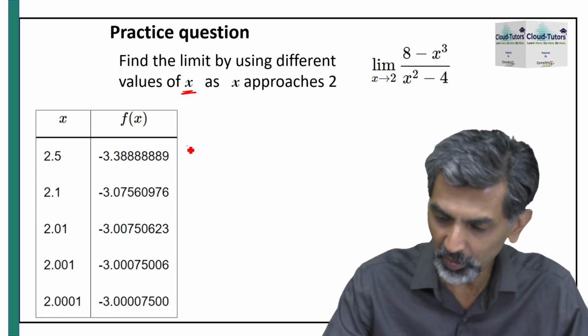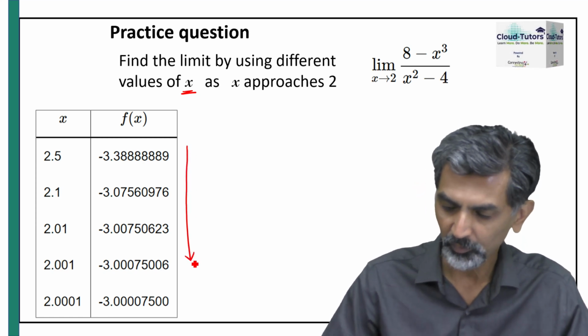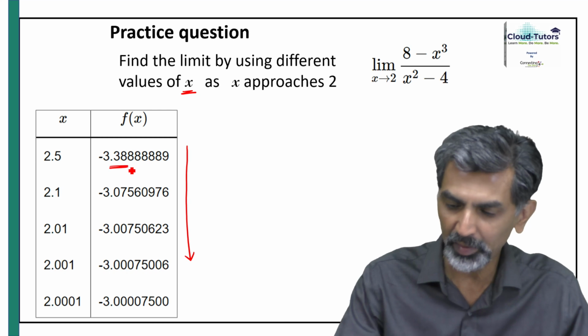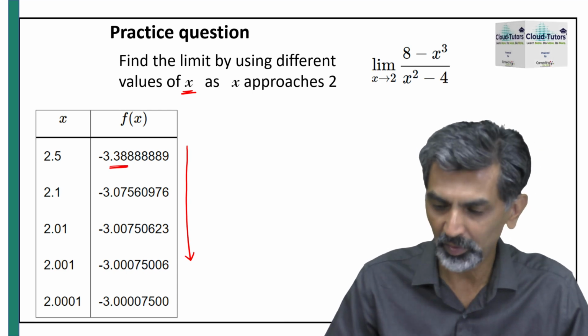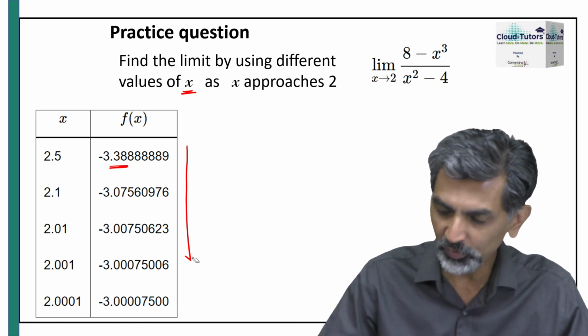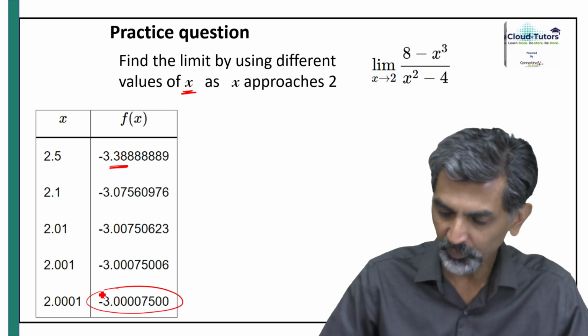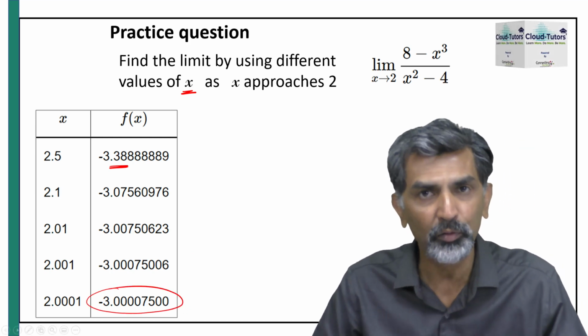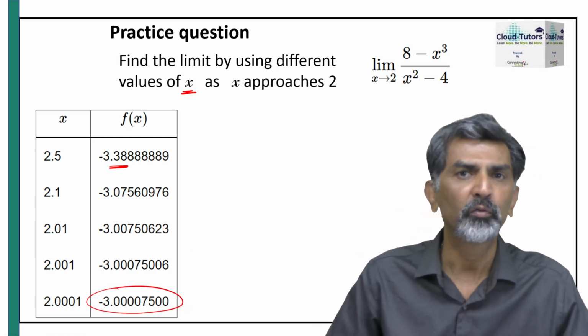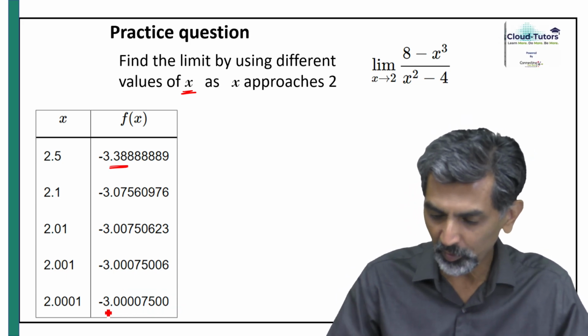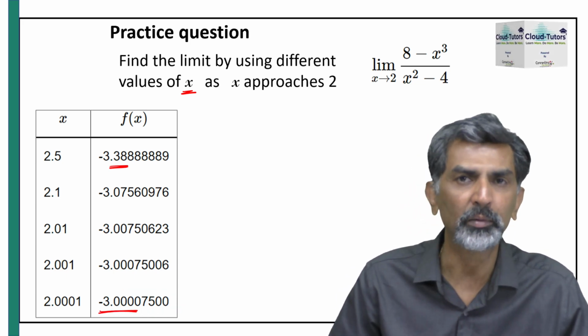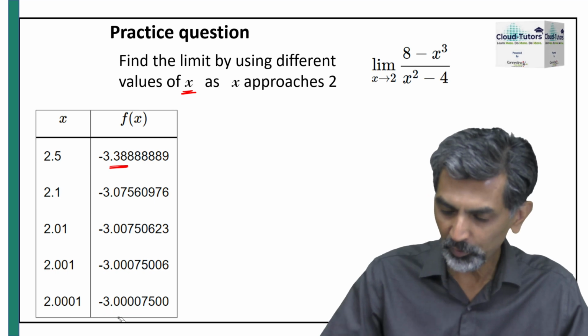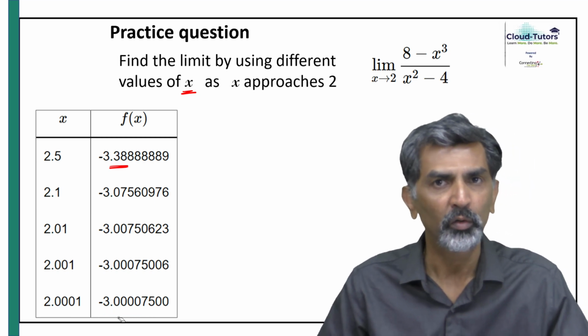And what happens to the function of x? It starts at negative 3.38 and it is getting closer and closer to negative 3. So you can say that as x approaches 2 from the right-hand side, f of x is approaching negative 3. What happens when you approach x equal to 2 from the left-hand side?